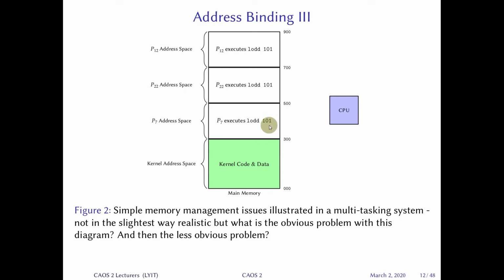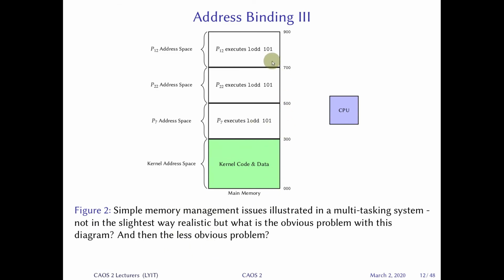So how is that done? Well, we'll see that in a minute, but I'll tell you now that 101 will be mapped to the physical address 400 when it's executed by process P7. I'll tell you that when P22 executes the machine code instruction LOD 101, the logical address 101 will be mapped to the physical address 600, which will be about here. And I'll tell you that when P12 executes LOD 101, the logical address 101 will be mapped to the physical address 800, which is roughly about here.